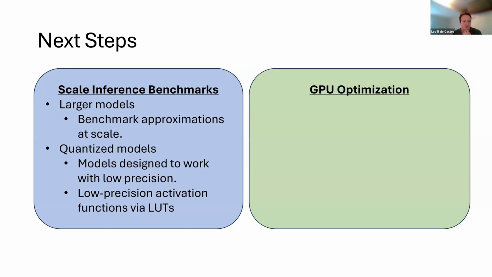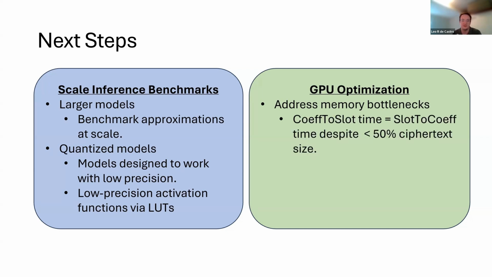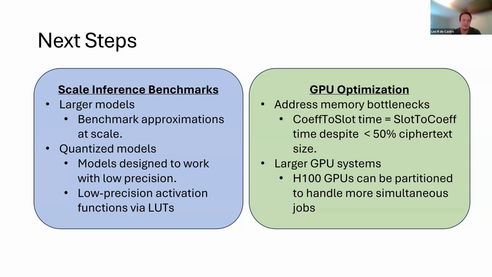And there's also a lot more opportunities for GPU optimization. We can try to address some of the memory bottlenecks that still exist within the GPU itself. For those of you who are familiar with the CKKS bootstrapping phases, the linear transform at the beginning of the operation takes the same amount of time as at the end of the operation, even though the ciphertexts are about half the size. So really the number of key switching operations is still very much the relevant point here. And then obviously, move to larger GPU systems.